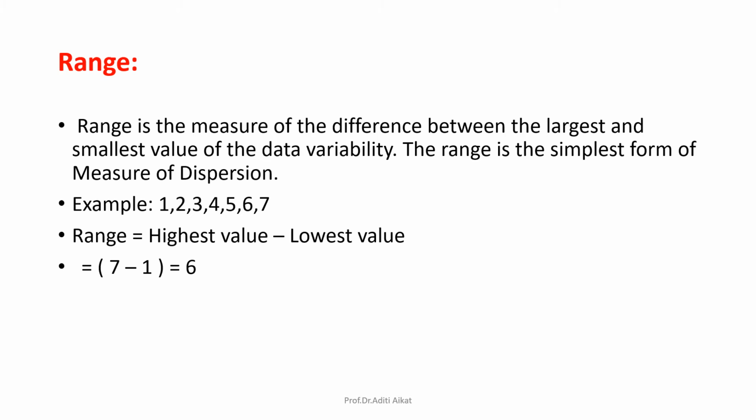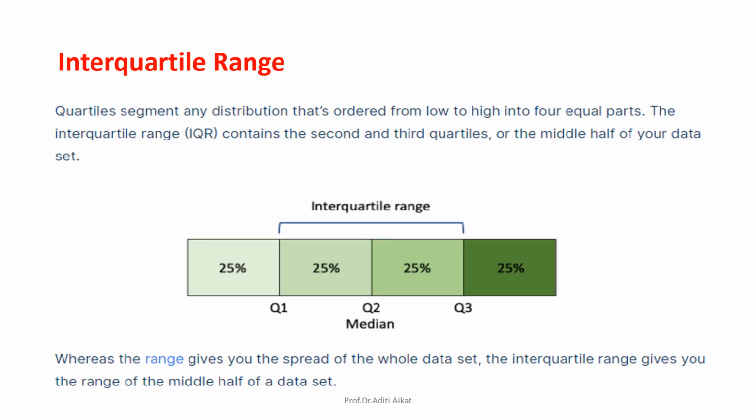Range is the measure of the difference between the largest and smallest value of the data variability. Range is the simplest form of measure of dispersion, in fact. Supposing we have a data series 1, 2, 3, 4, 5, 6, 7. The range will be the highest value minus the lowest value. That is, here the highest value is 7 and the lowest value is 1. So the range is 6.